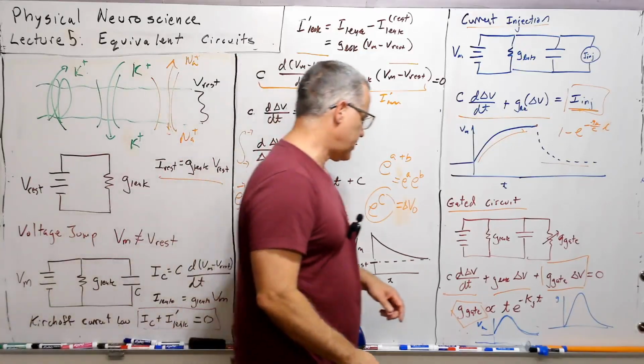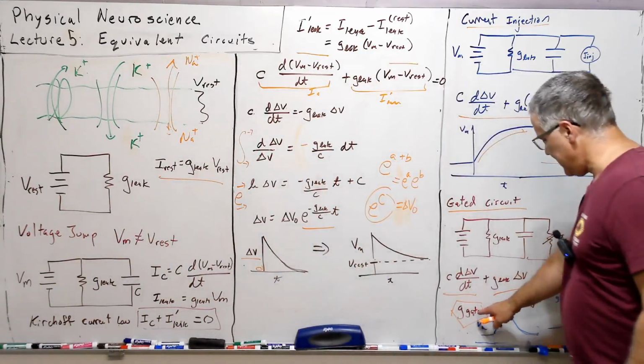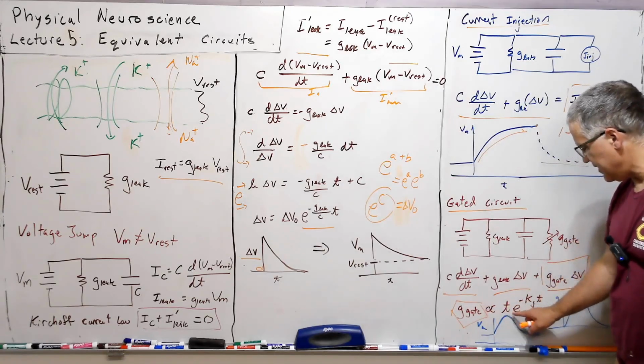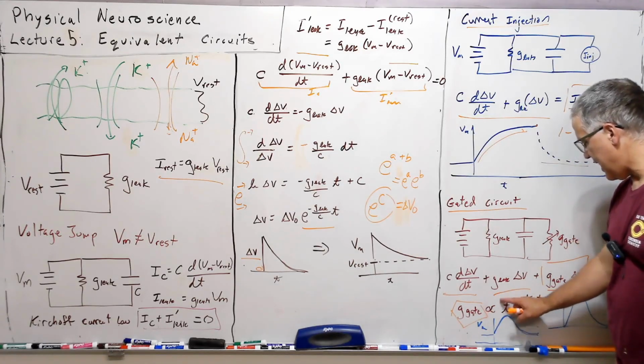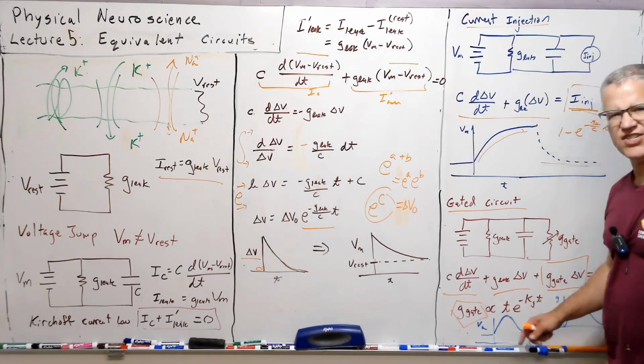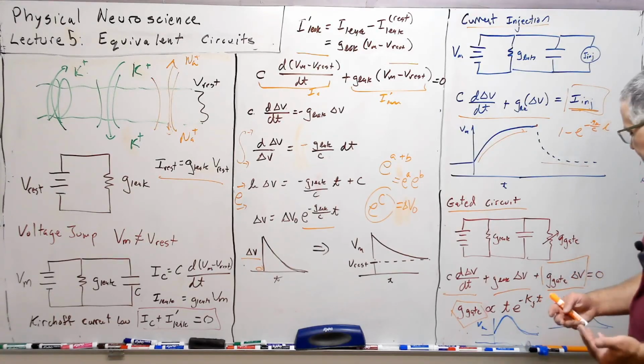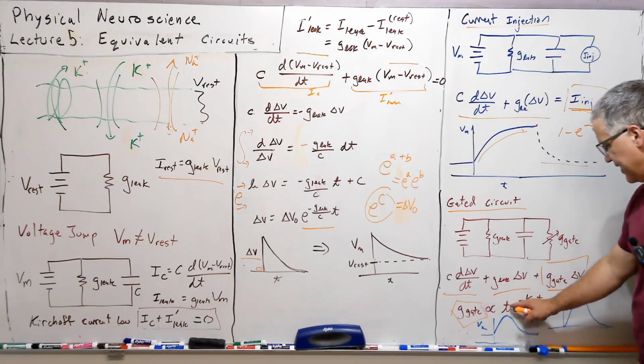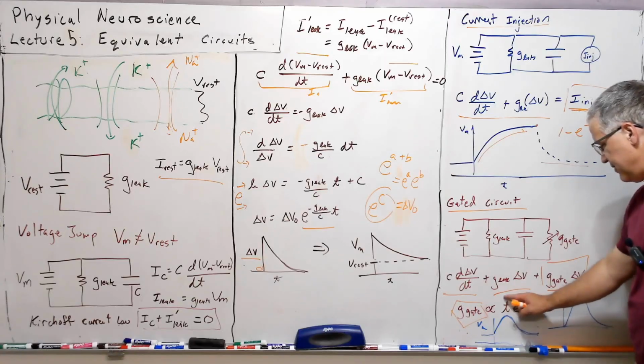So what we're looking at here is, we're saying the gate conductance has this function here. So this is sort of a model function for that. And let's look at this. At time equals 0, this is 0.